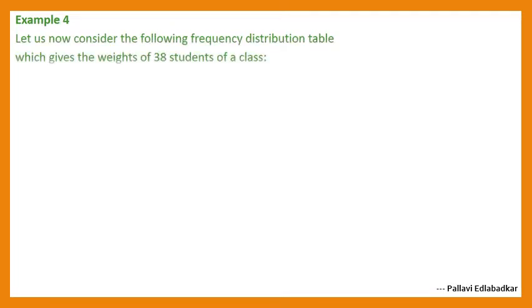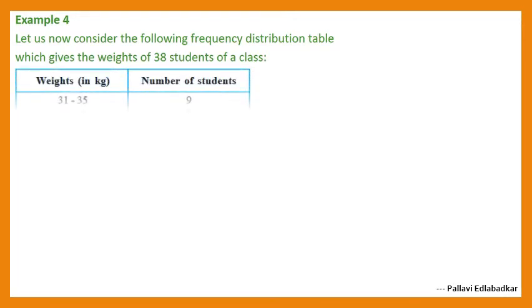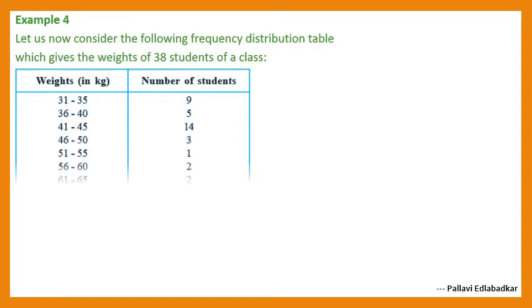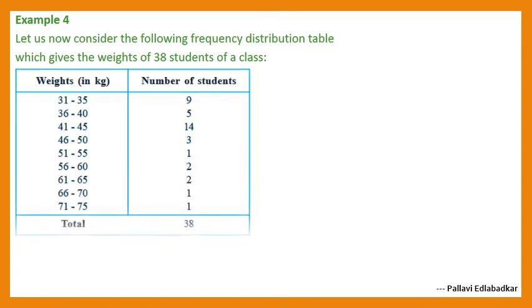Example number 4. Let us now consider the following frequency distribution table which gives the weights of 38 students of a class. We can see the first column gives us the weights in kilograms and the second column gives us the number of students in that particular range of weight. So 9 students are there in the range of 31 to 35 kilograms. 14 students are there for the weight of 41 to 45 kilograms, so on and so forth.